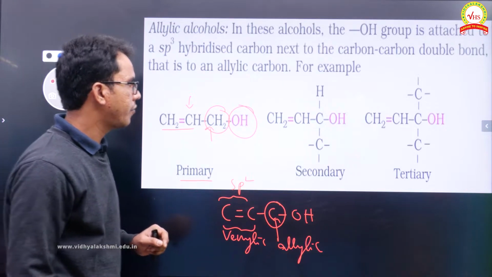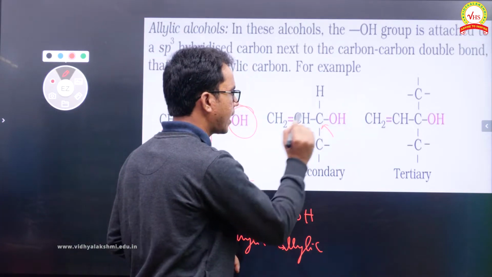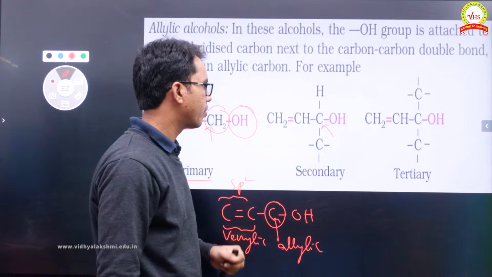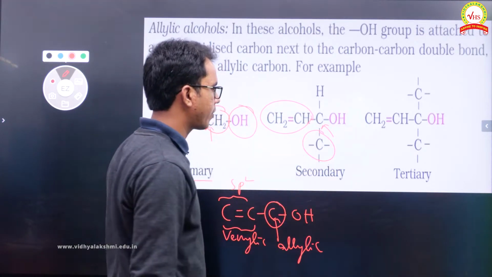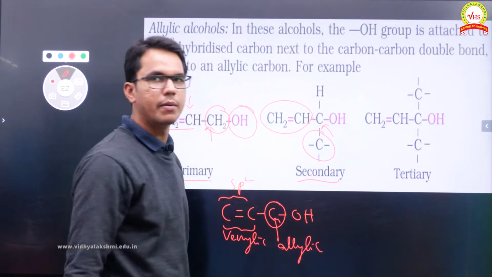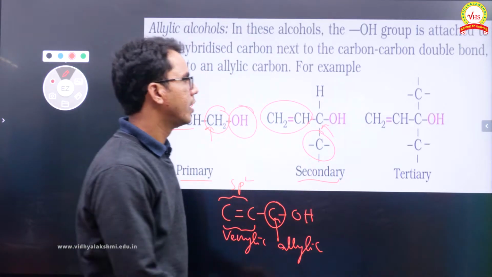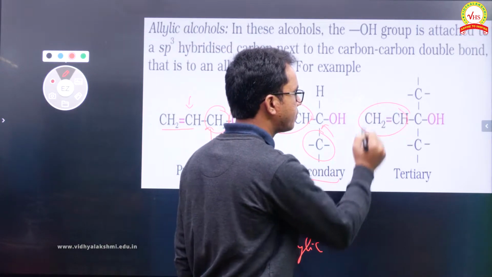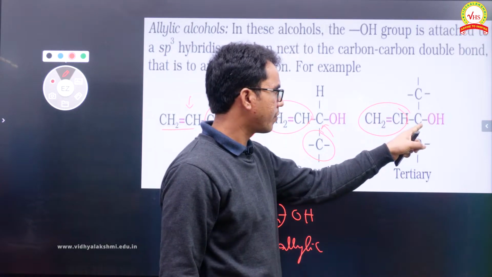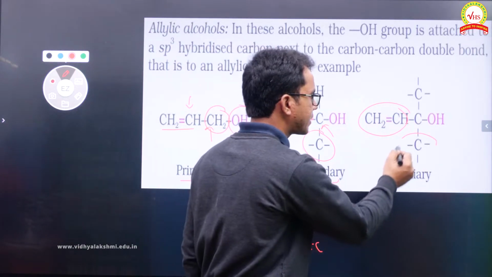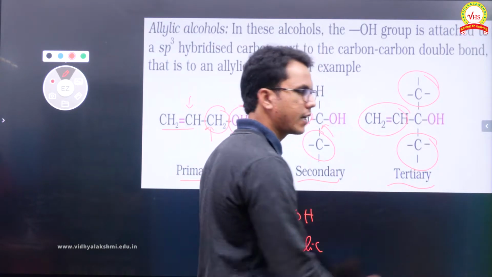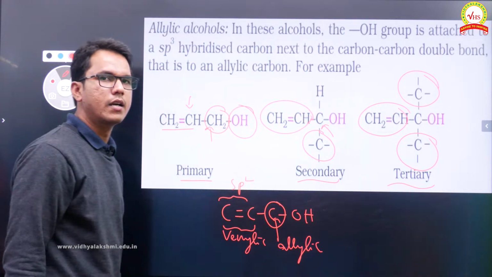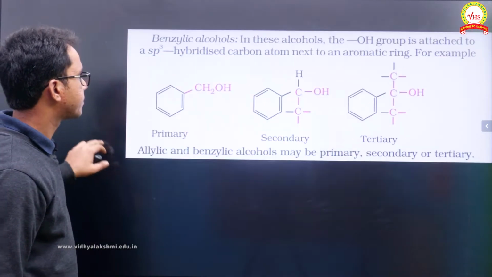For example, if you take the same thing here, this is also an allylic carbon because it is next to the vinylic carbon. Now this carbon is connected to two carbons, one carbon and another carbon. That's what it is, secondary allylic carbon. If you take the third one, we have the vinylic carbon, and next to it the allylic carbon. This allylic carbon is connected to three carbons. That's what it is, tertiary allylic carbon. Okay, next.